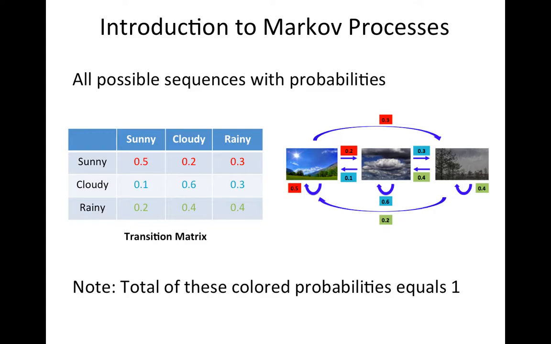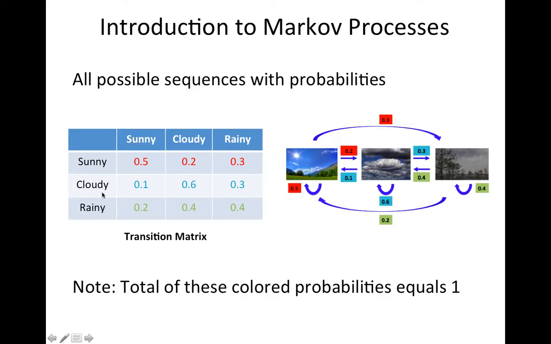Usually these probabilities are converted into what is known as a transition matrix. So this diagram, whatever that state diagram, could be just represented as a matrix.